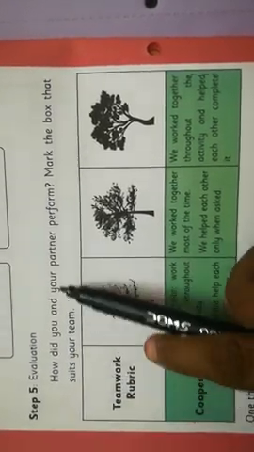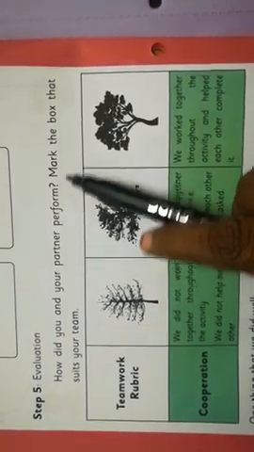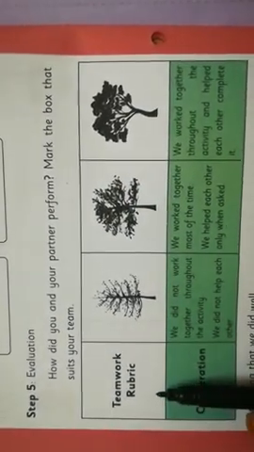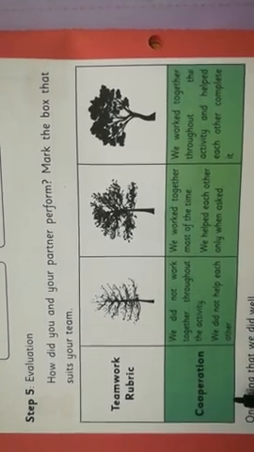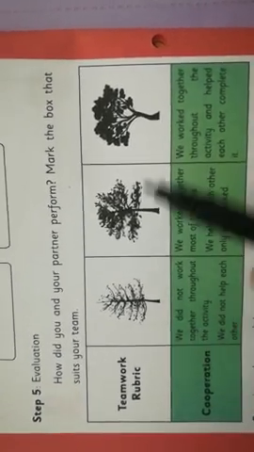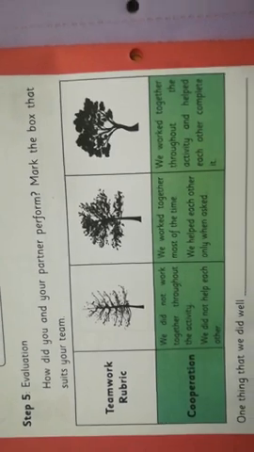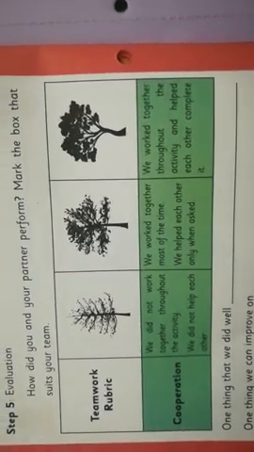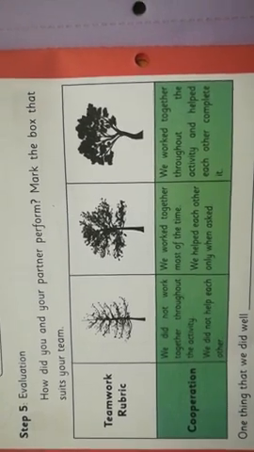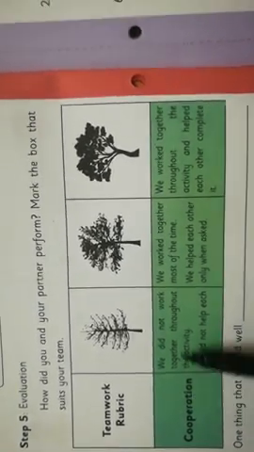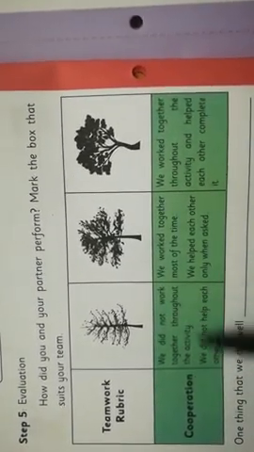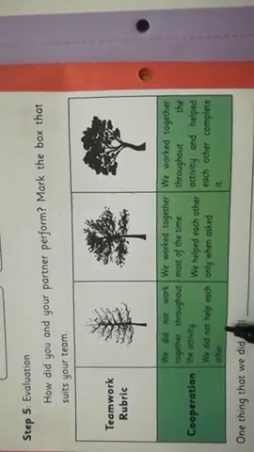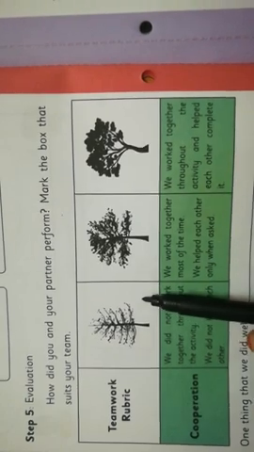How did you and your partner perform? Mark the box that suits your team. Teamwork rubric, cooperation. In what way did you work together with your brother, sister or parent? How did both of you work? We did not work together throughout the activity. We did not help each other. Did you play like that? Then you have to color this one.